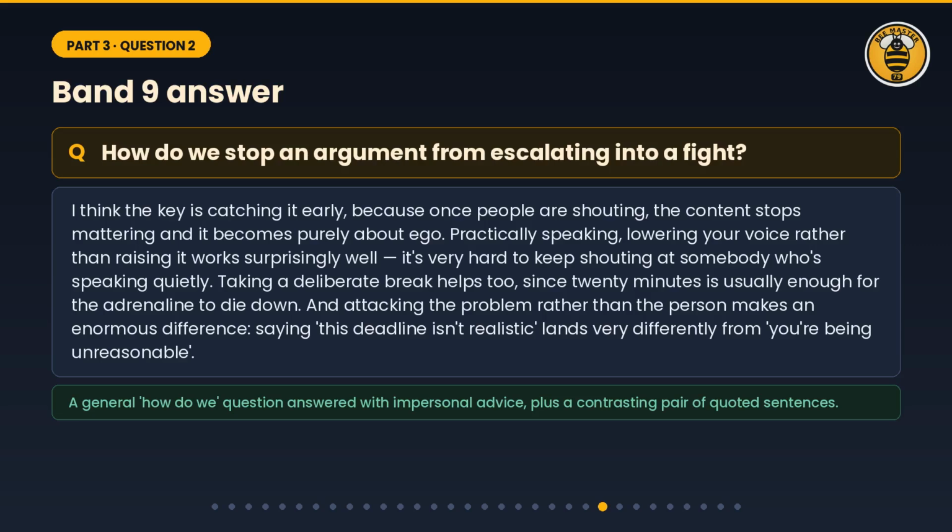I think the key is catching it early, because once people are shouting, the content stops mattering and it becomes purely about ego. Practically speaking, lowering your voice rather than raising it works surprisingly well. It's very hard to keep shouting at somebody who's speaking quietly. Taking a deliberate break helps too, since 20 minutes is usually enough for the adrenaline to die down. And attacking the problem rather than the person makes an enormous difference. Saying "this deadline isn't realistic" lands very differently from "you're being unreasonable."